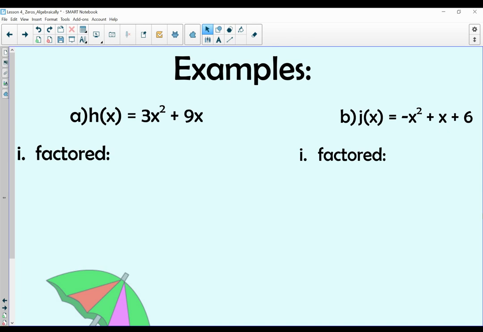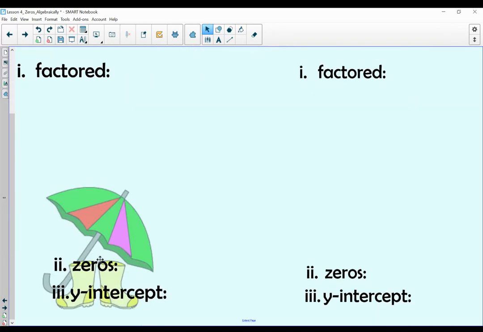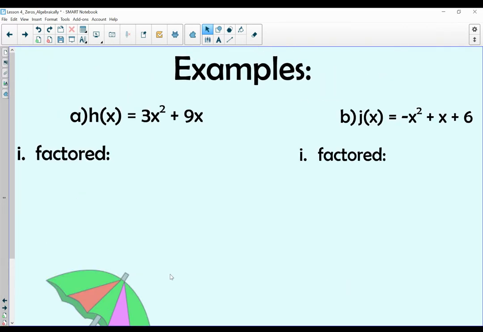All right, so now that we have refreshed on the zeros, we are now going to factor, find the zeros, as well as identify the y-intercept. So let's start with A. If I'm looking at A, I see that it's a GCF factoring problem.